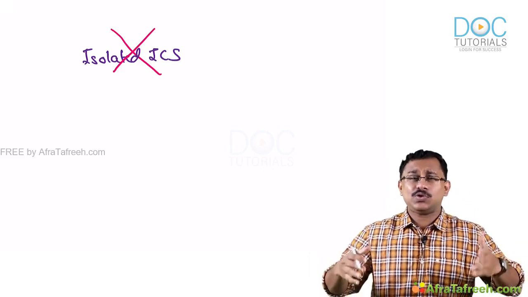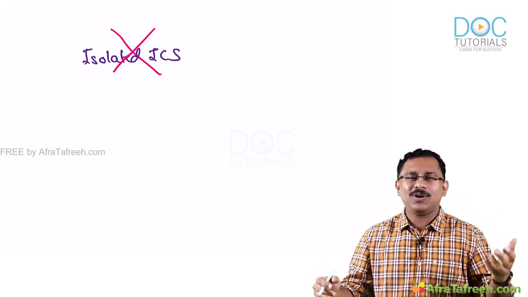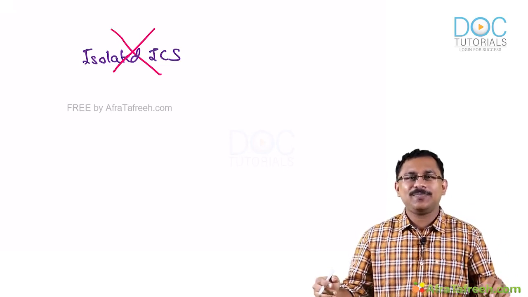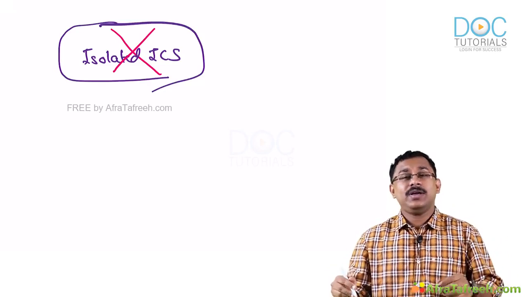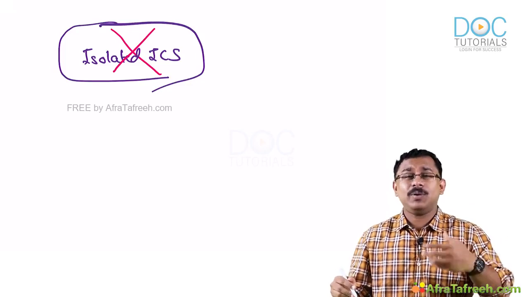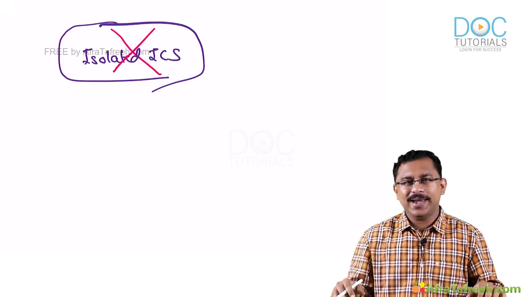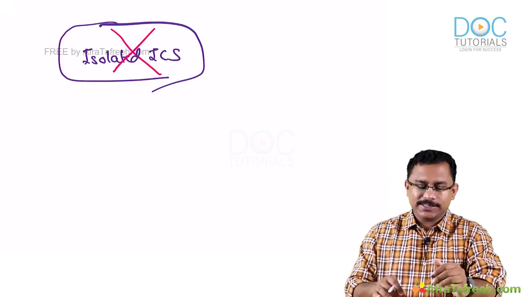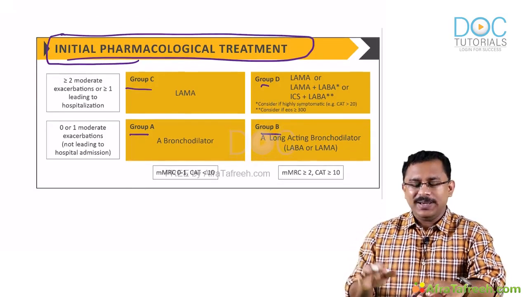You remember it was so much advocated before, because whenever a patient with COPD would come with an exacerbation, you would go for a nebulization with a steroid. But it is now said that if you do like that, there is an increased chance of recurrent infections and probably you are increasing the chance of a mortality risk as well. So do not go for isolated inhaled corticosteroids. Then what do you do? You remember the groups, no? Group A, B, C, D.